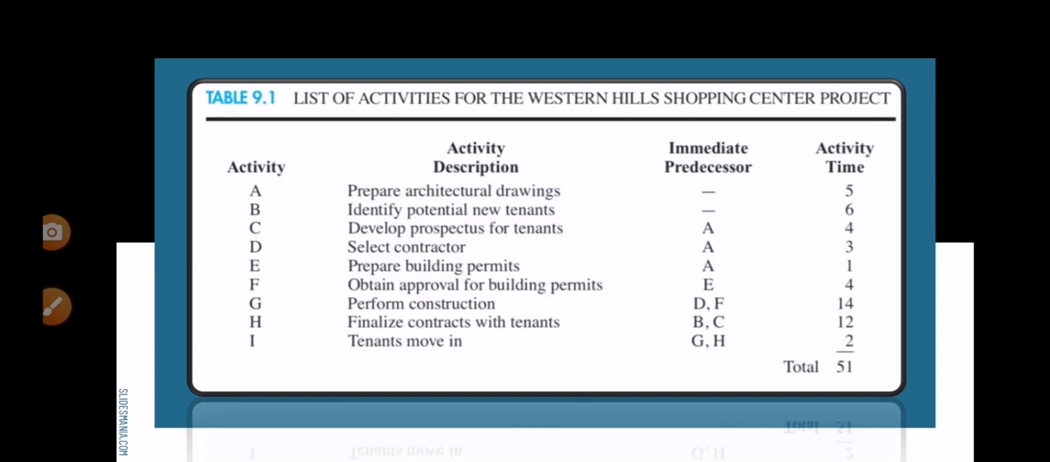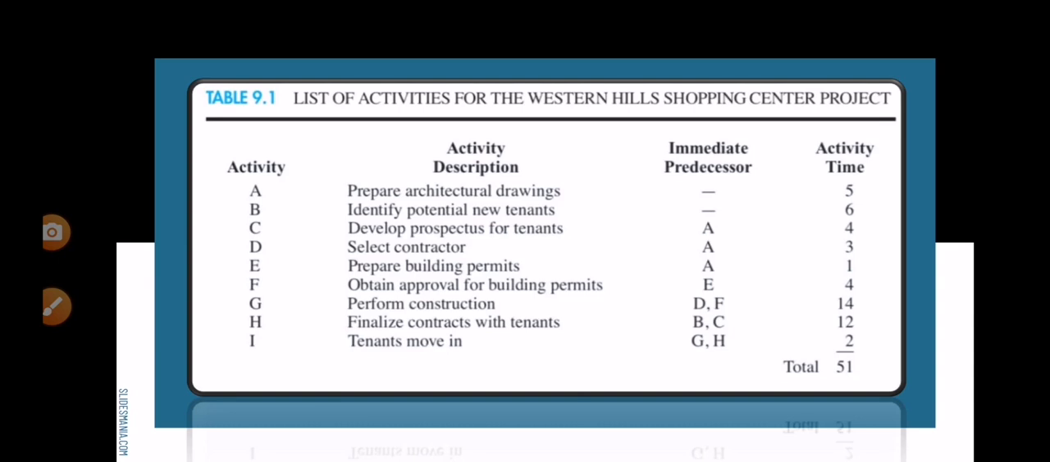Its activity descriptions are: A, prepare architectural drawings; B, identify potential new tenants; C, develop prospectus for tenants; D, select contractor; E, prepare building permits; F, obtain approval for building permits; G, perform construction; H, finalize contracts with tenants; and I, tenants move in. The immediate predecessor information determines whether activities can be completed in parallel, or worked on simultaneously, or in series, one completed before another begins. Generally, the more serial relationships present in a project, the more time will be required to complete the project.